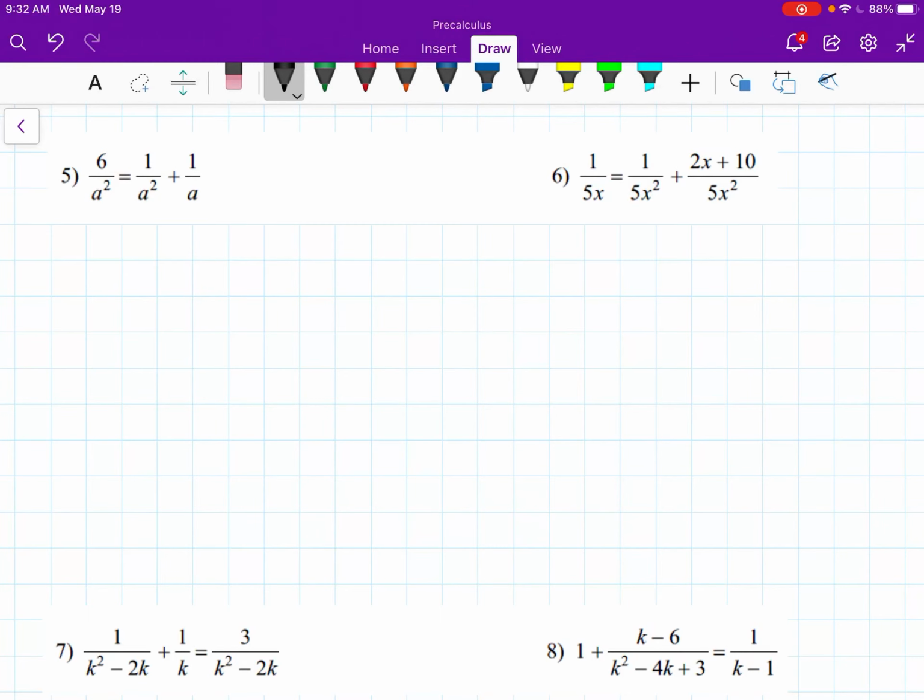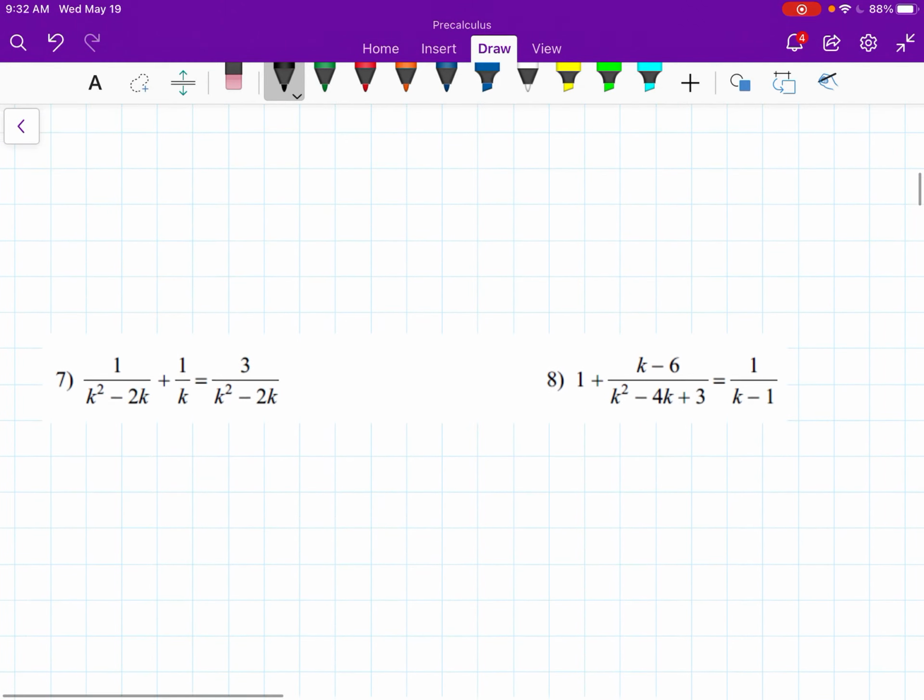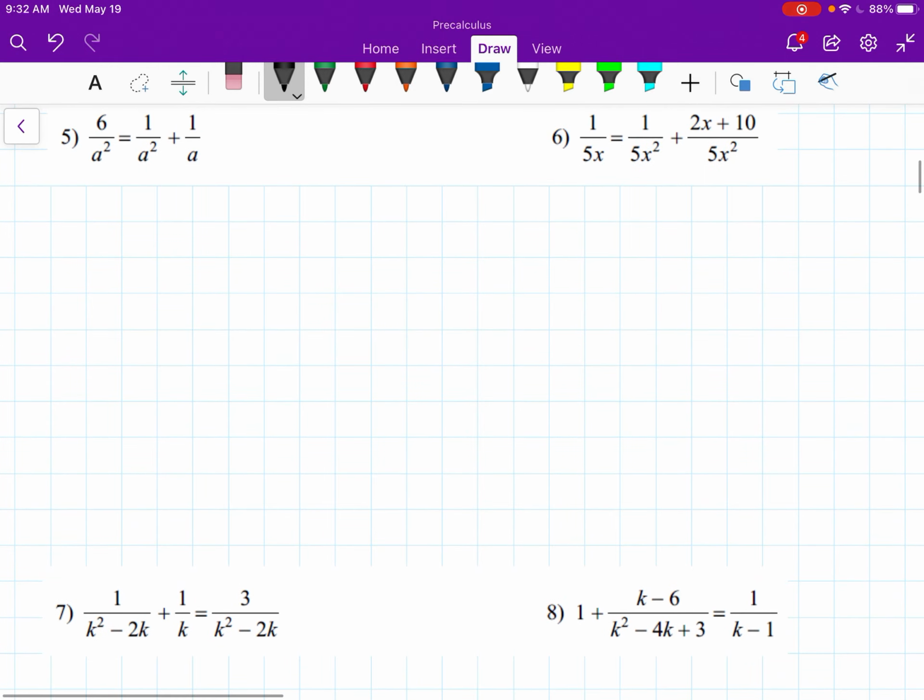For number 5 through 8, we have rational equations, which means there's a variable in the denominator. I'm going to go ahead and not do all of them. Let's go over to number 6.